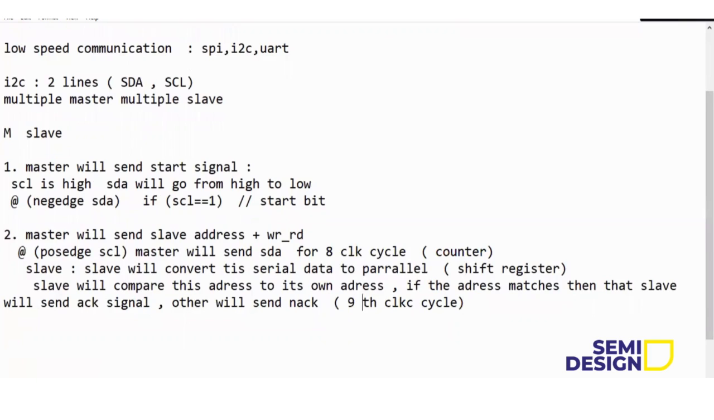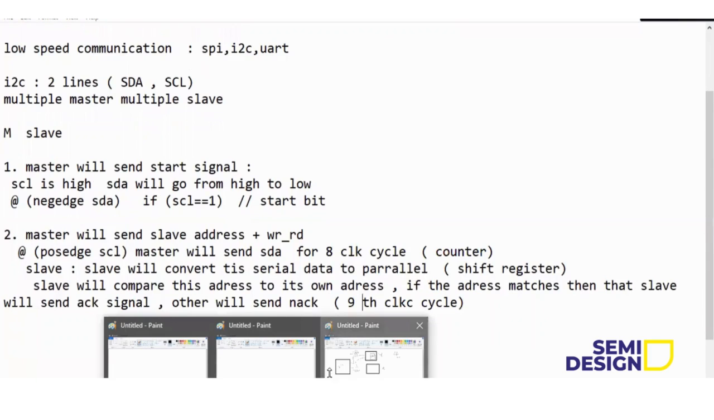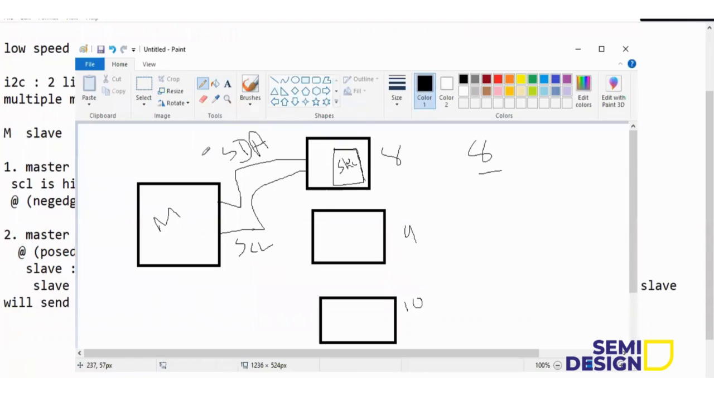Okay, so now what will happen? Slave will match with this address. Now let's say it is sending some 9 bits. Then your first bit, remember, the LSB is the write/read bit. Okay, let's say 0. This 0 is the LSB. So the 9th bit means it is matched with this slave.